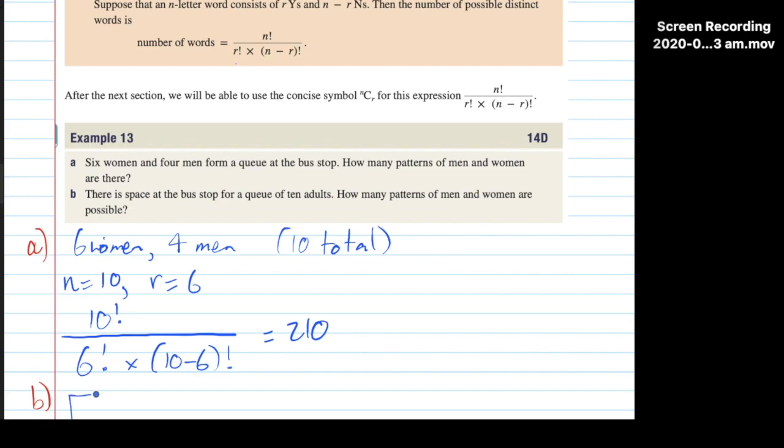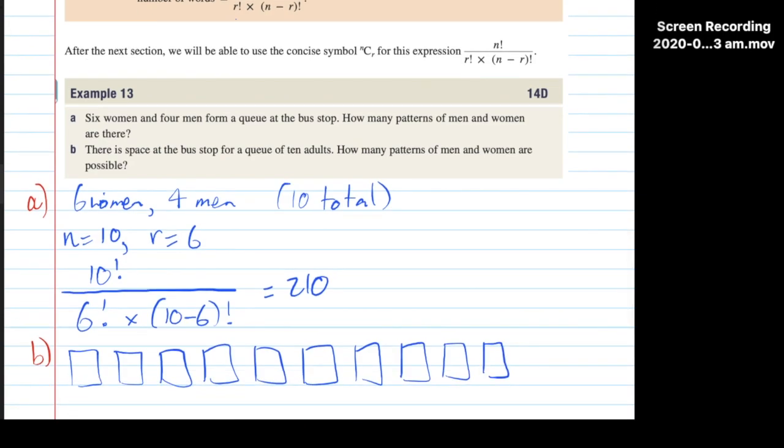Okay, I'm going to go back to doing my boxes. First spot, second spot, third spot, fourth spot, fifth spot, sixth spot, 7th spot, 8th spot, 9th spot, 10th spot. And how many options do we have for each spot? First spot, we've got 2 because it's women or men. 2, 2, 2, 2, 2, 2, 2, 2. So that gives us 2 to the 10 ways that we could fill these positions.